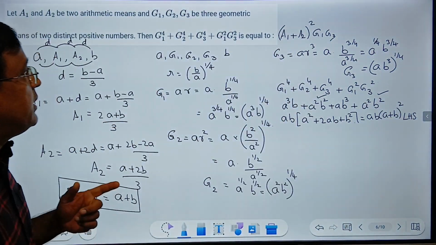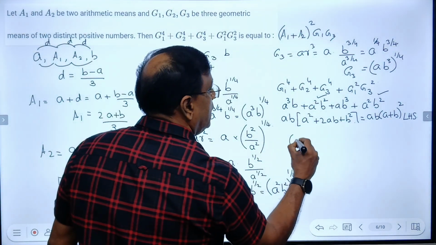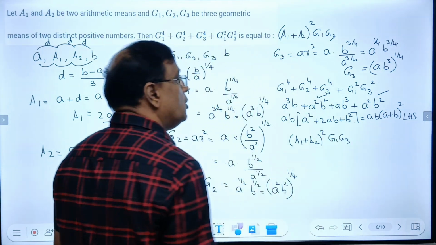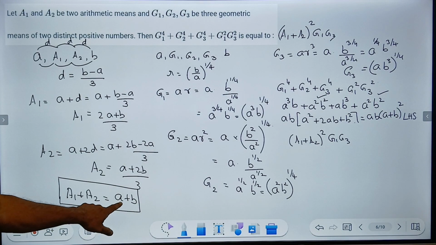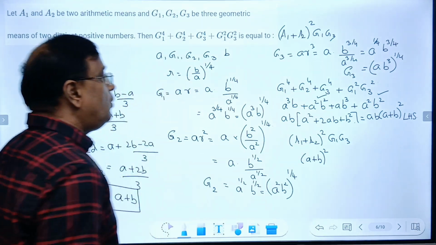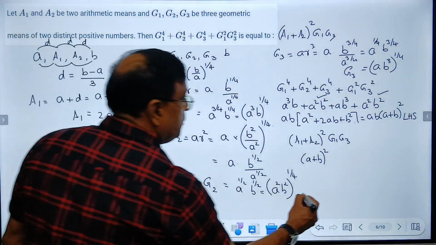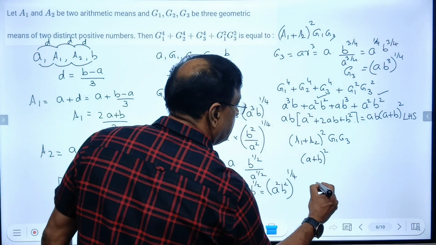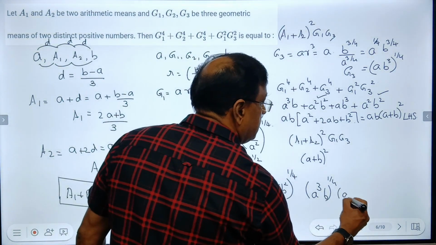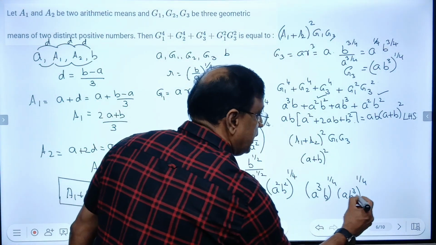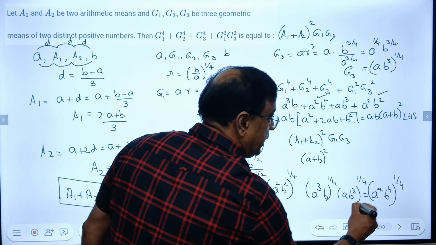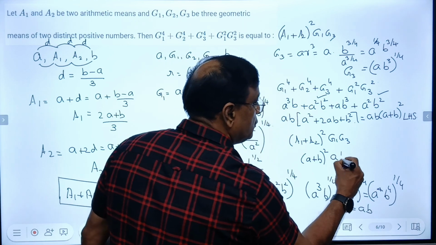Now what is my right hand side? My right hand side should be (a1 plus a2) the whole square into g1 g3. Now what is a1 plus a2? It's already a plus b, so whole square means it is (a plus b) the whole square. Now what is g1 g3? g1 is (a cube b) power 1 by 4, and g3 is (a b cube) power 1 by 4. So I can write this as (a power 4 b power 4) power 1 by 4. You get cancelled, you get ab. So very nice, isn't it?